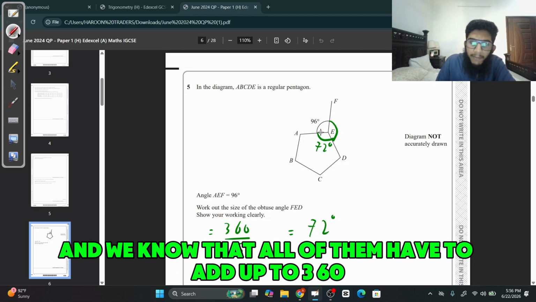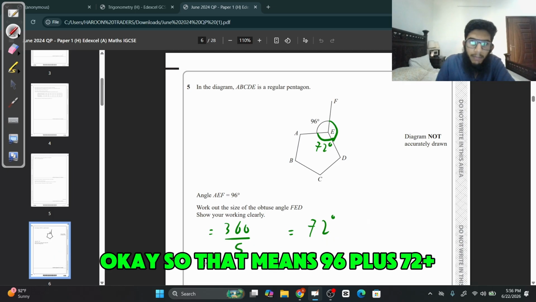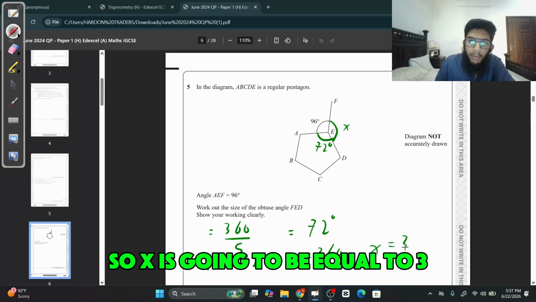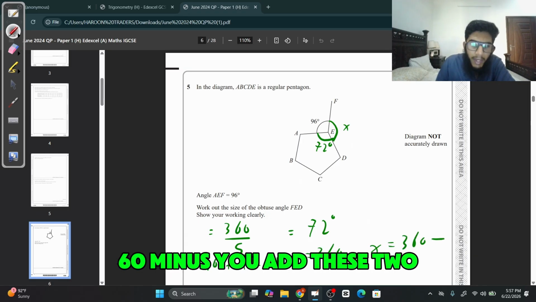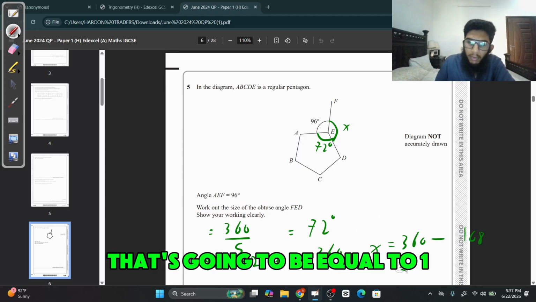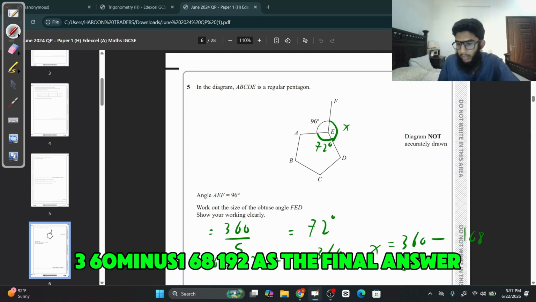And we know that all of them have to add up to 360. So 96 plus 72 plus, let's call it x, is equal to 360. So x is equal to 360 minus, you add these two, that's 168. 360 minus 168 is 192 as the final answer.